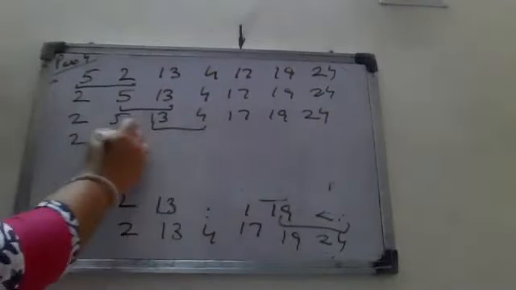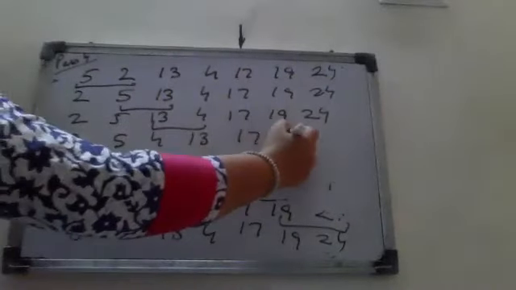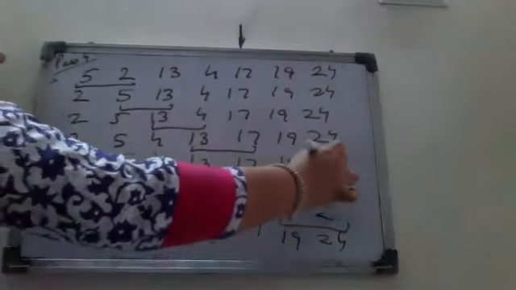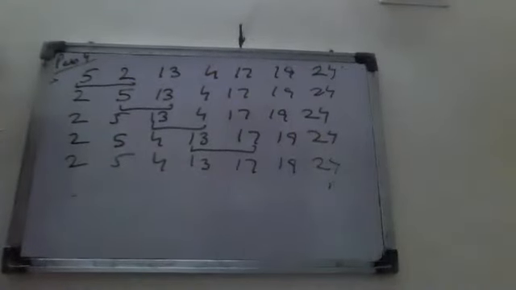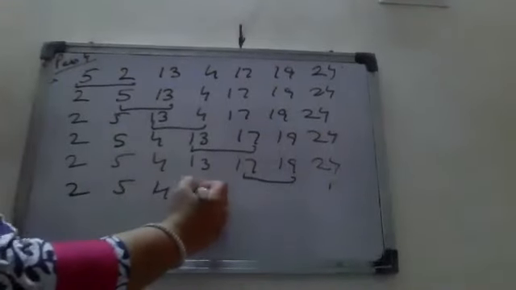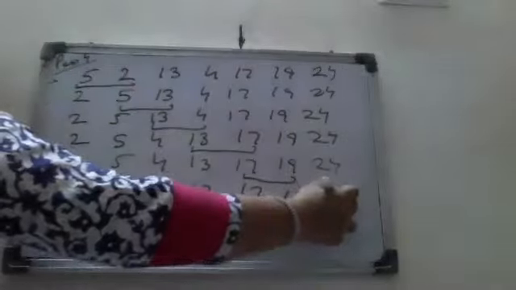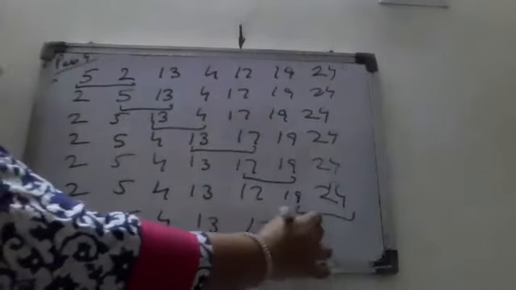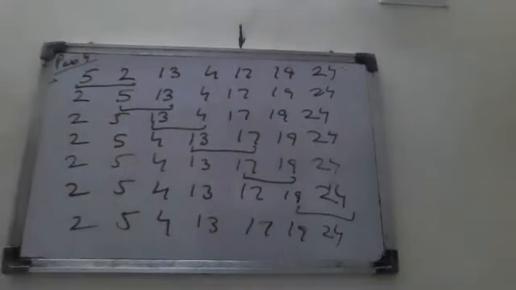Then we'll swap this: 2, 5, 4, 13, 17, 19, 24. Then it will remain the same because it is already in ascending order. It just remains the same. Then it again remains the same because it is also in ascending order. Now the last also remains the same because it is in ascending order. So now just see, this is the answer of pass 4.